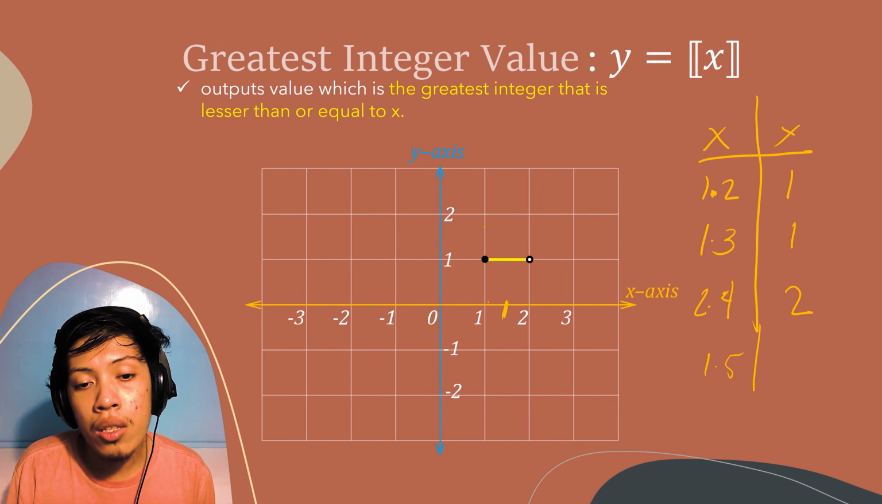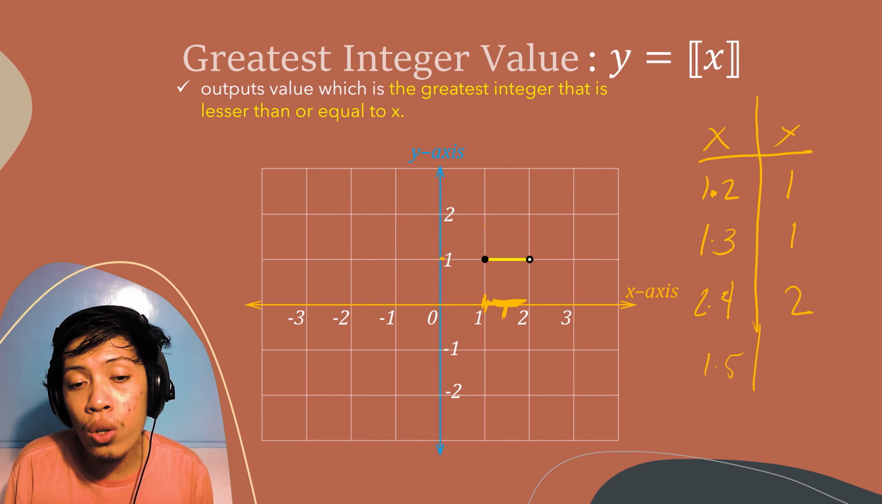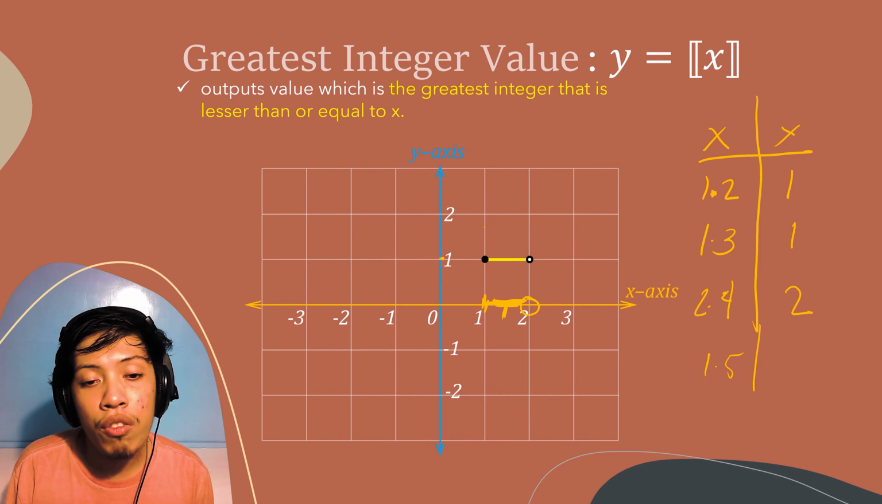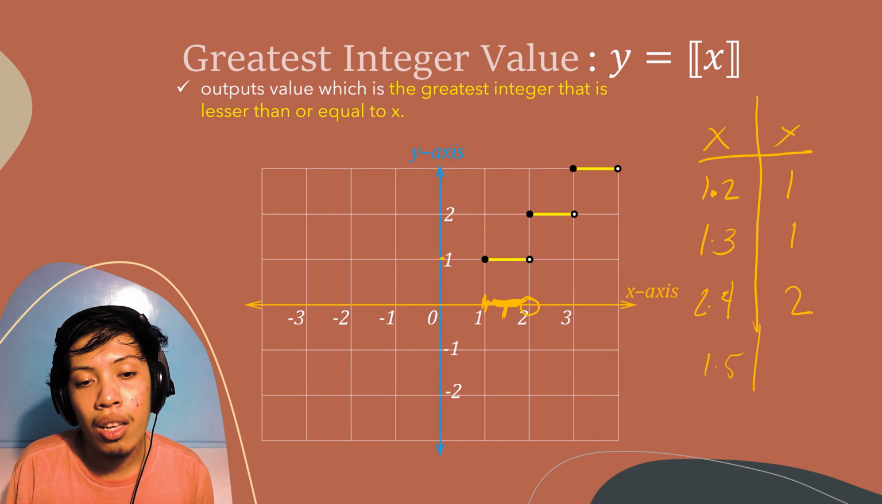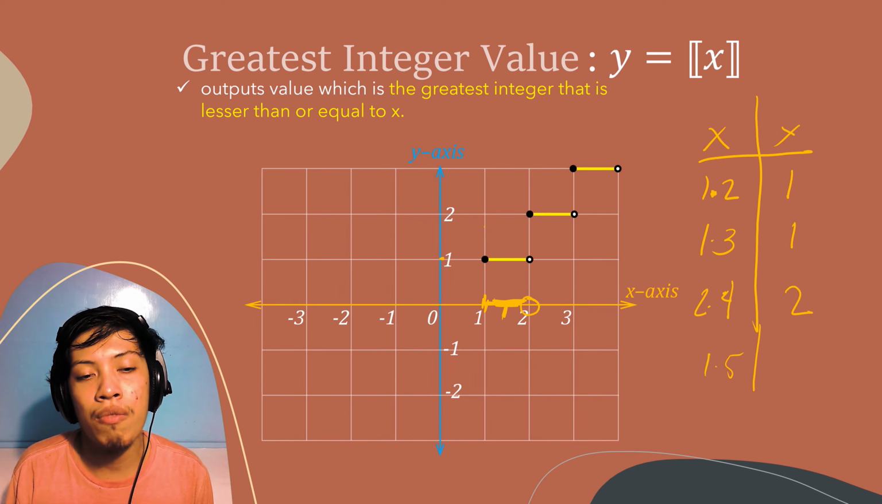So that means that for this region of x values, the value for y is this one, 1. And that includes 1. It excludes 2, because when you let x be equal to 2, the value becomes 2. Here. And here. So that's how the graph of this function behaves.